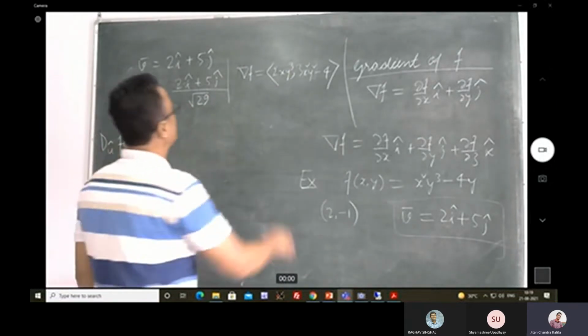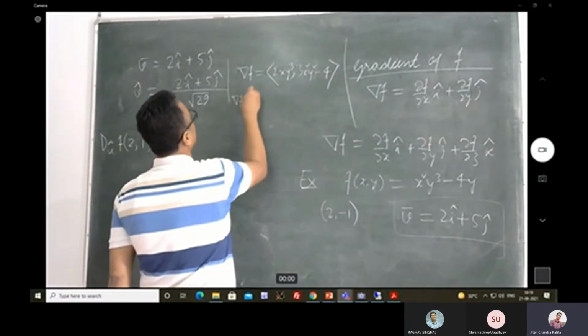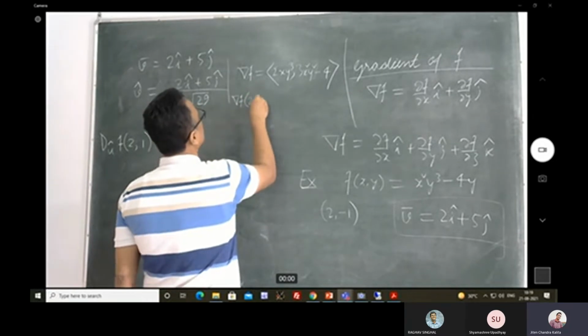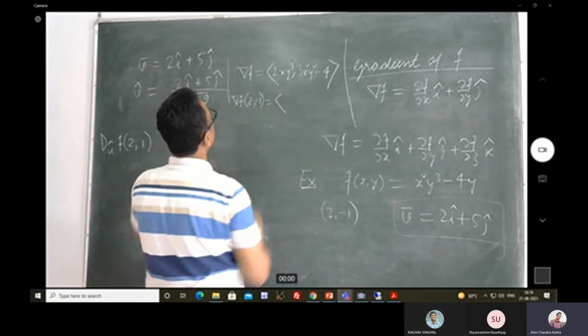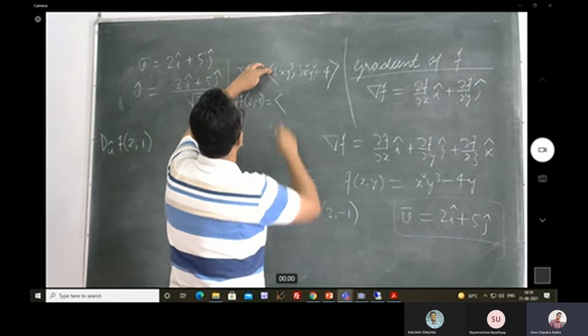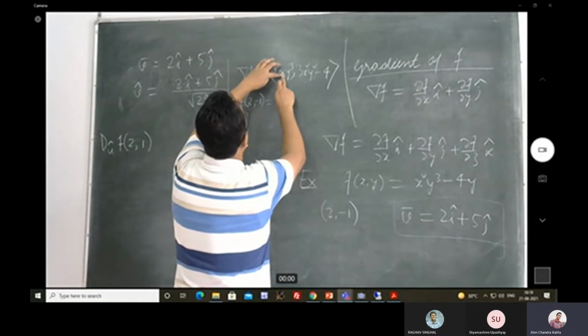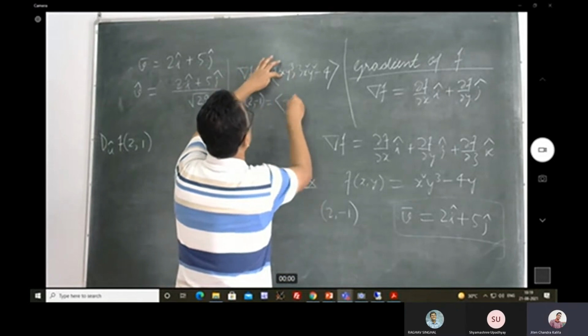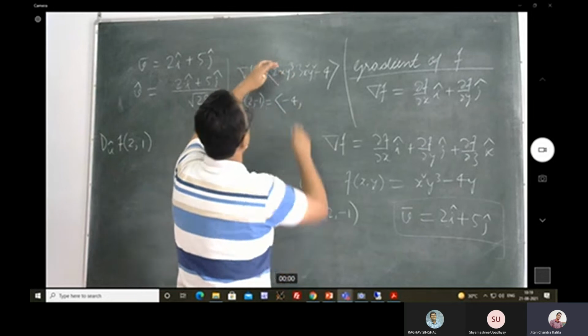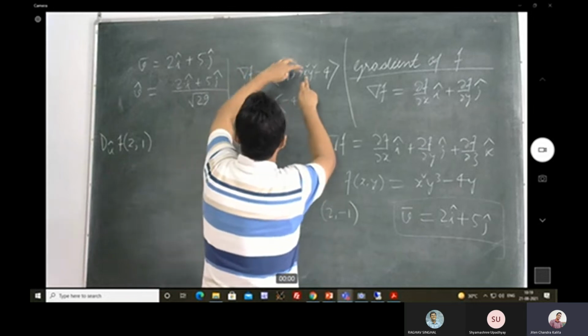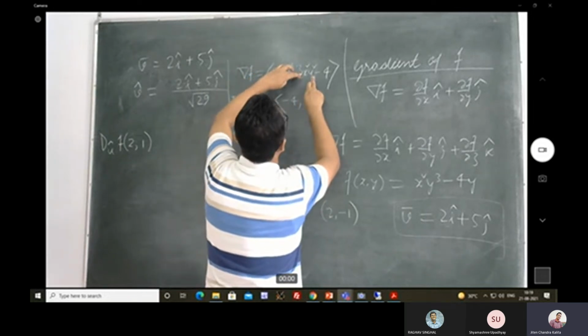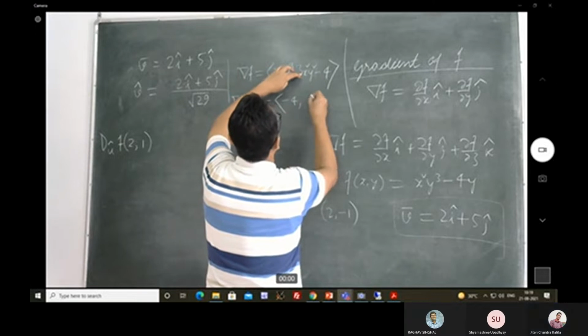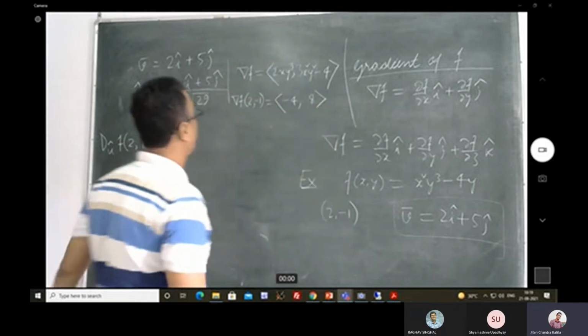Fine. So the gradient of f at the point (2, -1): this is going to be 2 times 2 times minus 1, that is minus 4, and then 3 times 4 is 12, and this is 1, so 12 minus 4, this is 8. Am I okay?